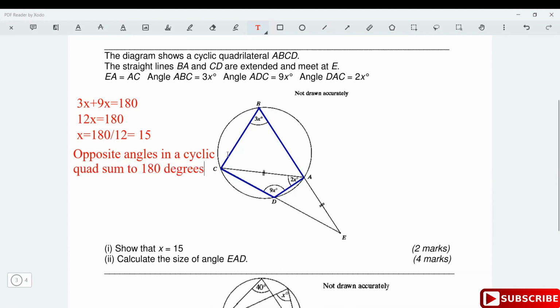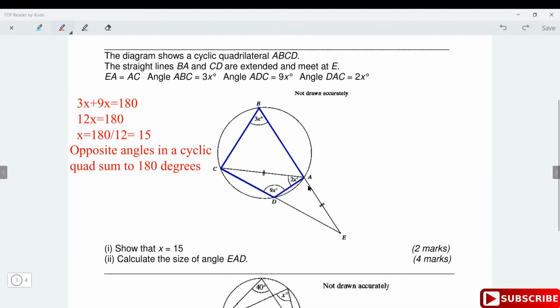Oh, good. Next thing is to work out the size of angle EAD. Work out this angle right here, angle EAD. This piece of angle right here. Now, since we know that x is 15, we know this angle. And it shows that over here, AC is equal to the length AE. So that will come into play at some point. All right, and we already know 2x.